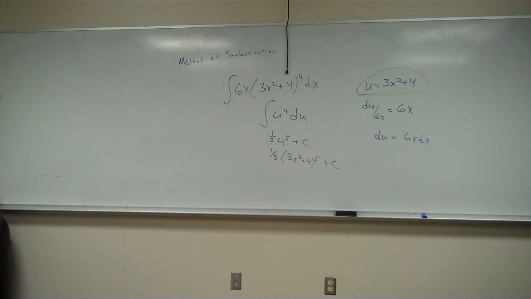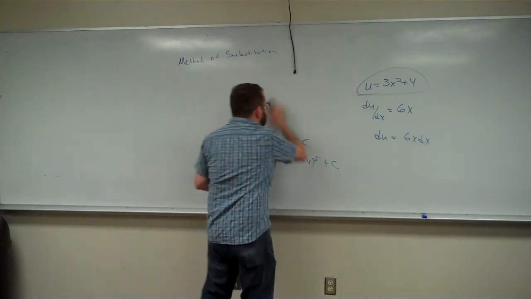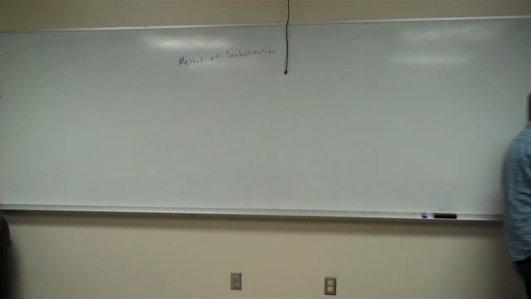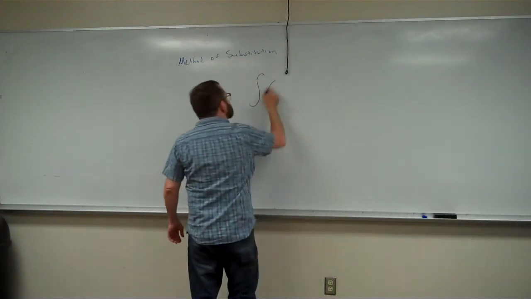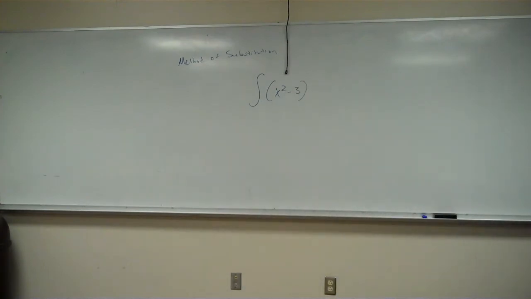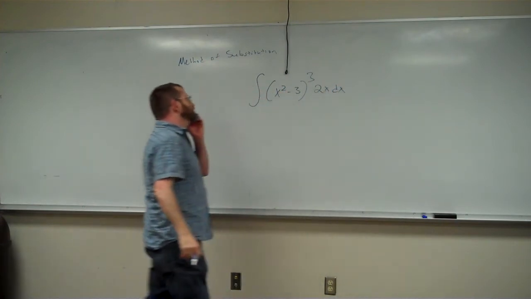Let's see if we can make another quick example here. Well, this was quite similar, but that's okay. We'll do a similar-ish one. This is the one that they're talking about right at the very beginning of the section. And they're doing the integral of x squared minus 3, all raised to the 3rd power, times 2x dx.